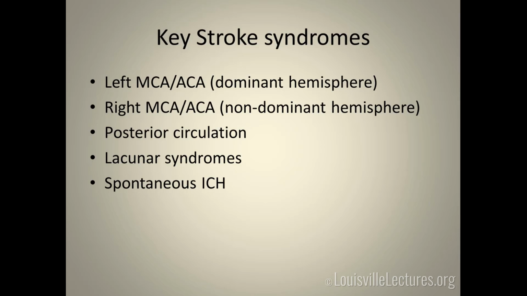I always divide the vascular territory into 3: right anterior, left anterior, and posterior. Those are the 3 vascular territories, and the patient can have symptoms in any of them. And when I see a patient having a stroke in more than one vascular territory, I think about a central source for the embolism. And then there are lacunar syndromes and spontaneous intracranial hemorrhage.